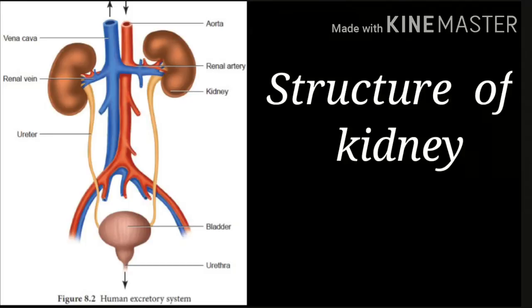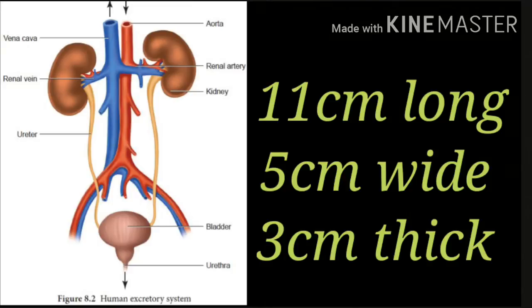The right kidney is placed lower than the left kidney. Why is the right kidney placed lower than the left kidney? Because the liver occupies the right side. What occupies the right side? Liver. Each kidney is about 11 cm long, 5 cm wide and 3 cm thick.